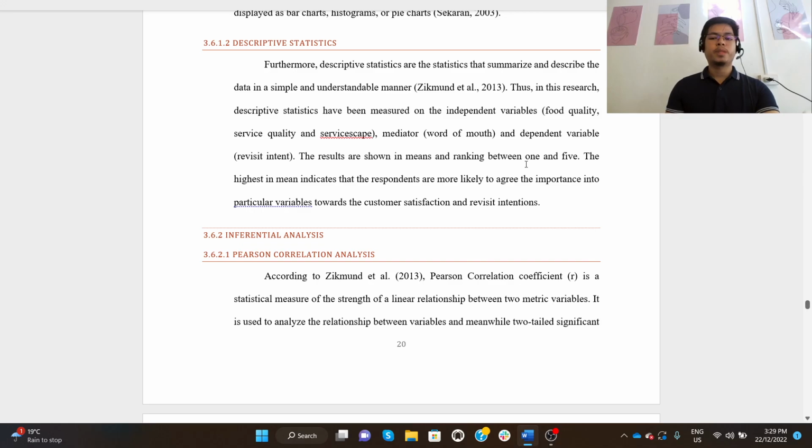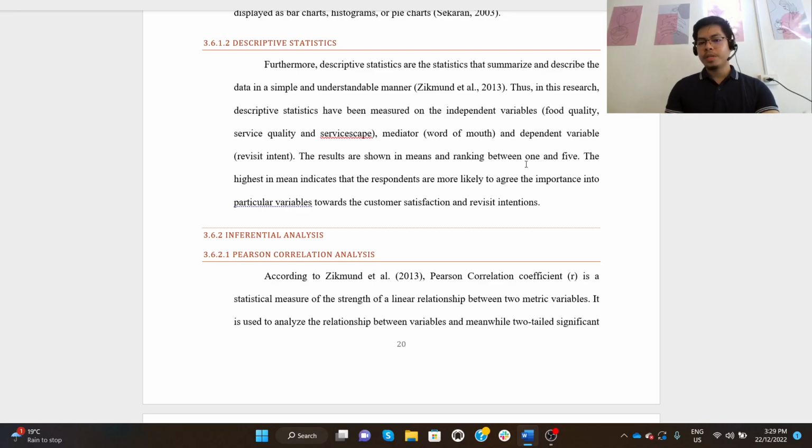Then we have descriptive statistics. Furthermore, descriptive statistics are the statistics that summarize and describe the data in a simple and understandable manner. In this research, descriptive statistics have been measured on the independent variables, which are the food quality, service quality, and servicescape. And the mediator, we have the word of mouth and the dependent variable as the revisit intent.